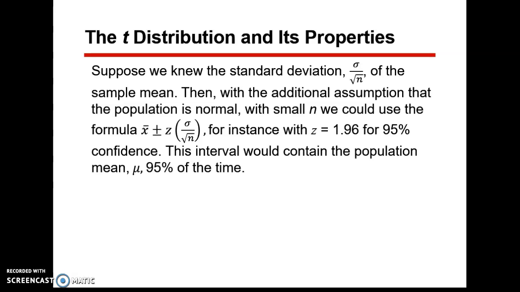So instead of having p hat plus or minus z, and z is usually 1.96, times the square root of p hat times 1 minus p hat over n, we now have x bar plus or minus z times sigma, which we're going to substitute with s over the square root of n.